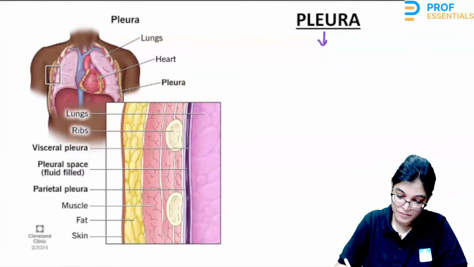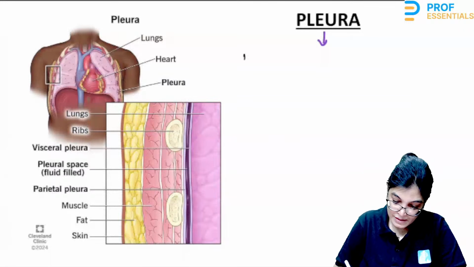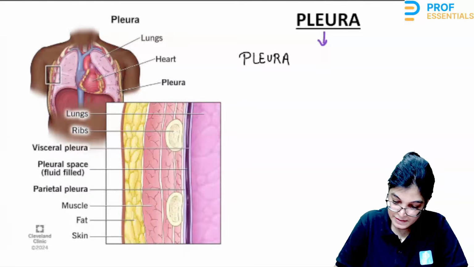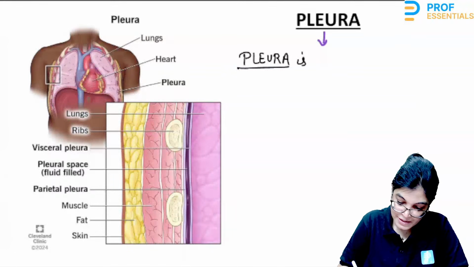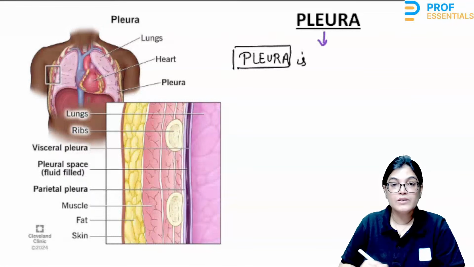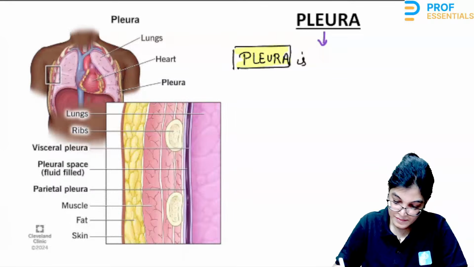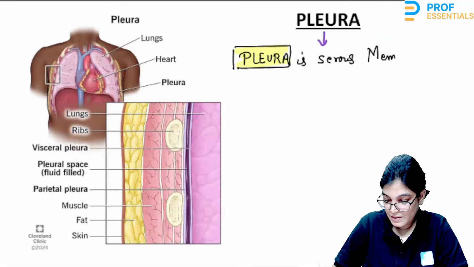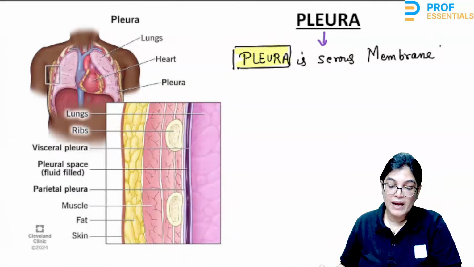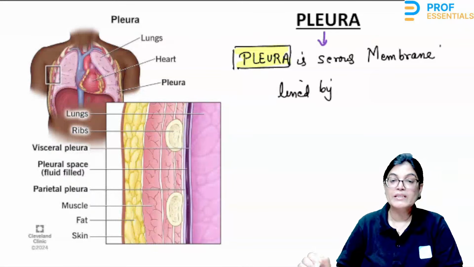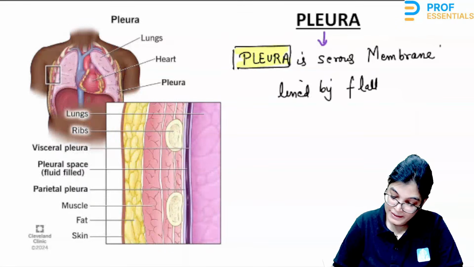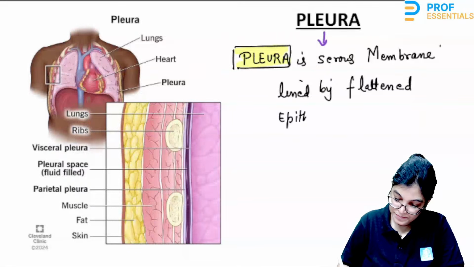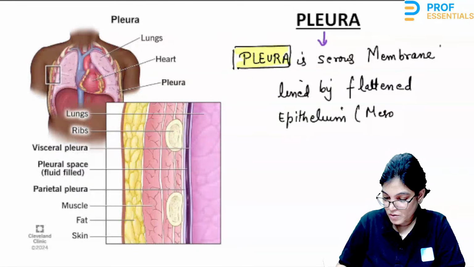So what is pleura? Please note down, the pleura is actually a serous membrane similar to the peritoneum, and this serous membrane is lined by flattened epithelium which is termed as mesothelium.